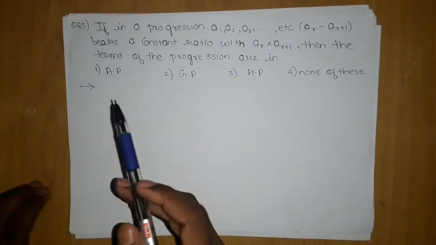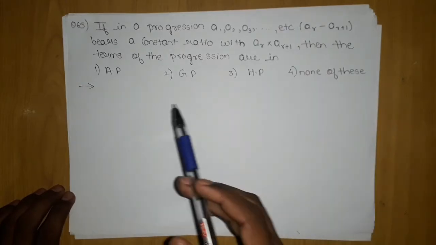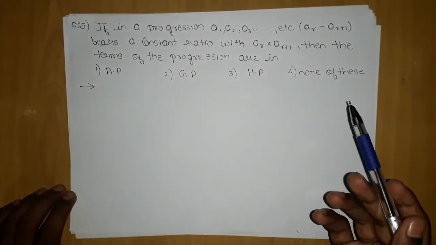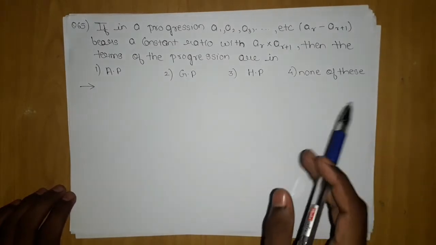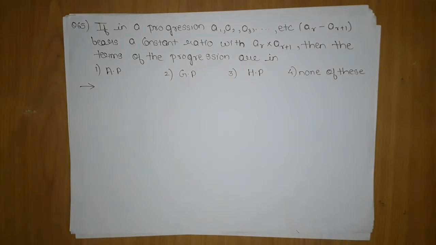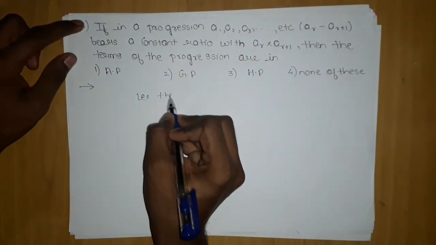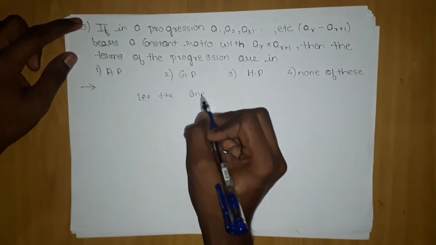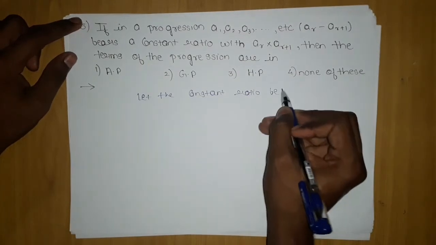So if in a progression a1, a2, a3, etc., ar minus ar plus 1 bears a constant ratio with ar into ar plus 1, then the terms of the progression are in AP, GP, HP, or none of these. So how are we going to solve? Now it is in progression, that is not a problem. Then they are telling that ar minus ar plus 1 divided by ar into ar plus 1 bears a constant ratio. We don't know the constant ratio, so let the constant ratio be P.